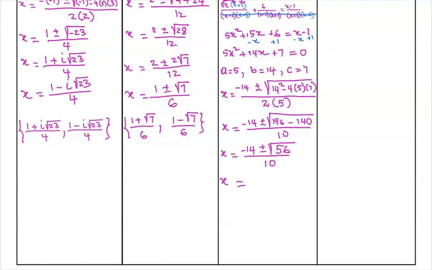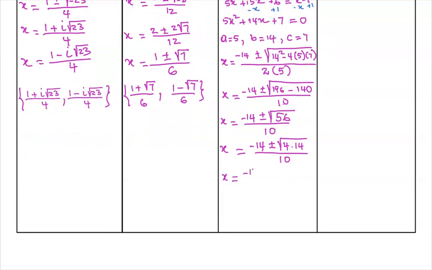56 can be written as 4 times 14. So that's negative 14 plus minus the square root of 4 times 14, over 10.